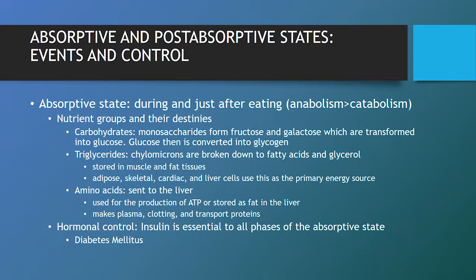And then there are the amino acids, which are sent to the liver and used for the production of ATP or stored as fat in the liver. They also make plasma and clotting proteins and transport proteins. Then the hormonal control: insulin is essential to all phases of the absorptive state. Diabetes mellitus is just another name for diabetes in this case.